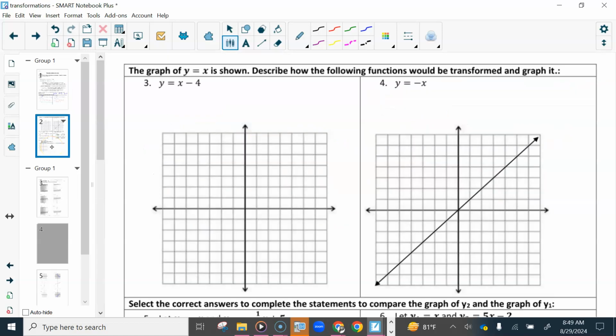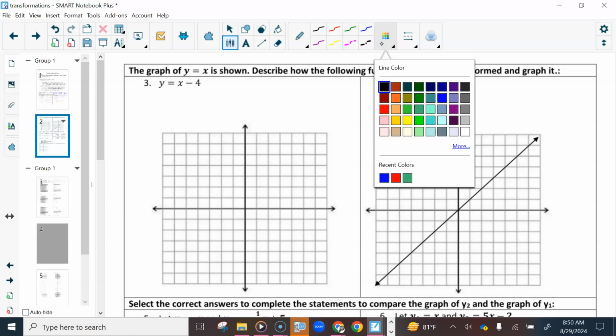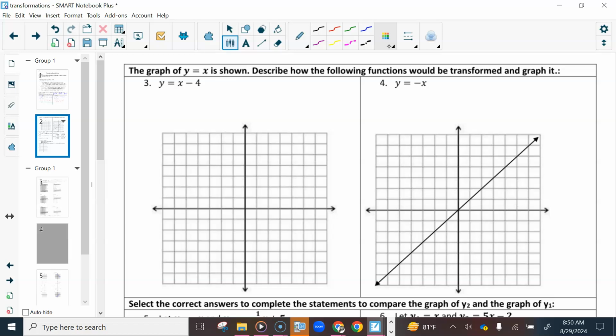Okay. So, one, there was supposed to be this same line on this. So if you want that same line on this, we can graph it really quickly by starting at the origin, plotting a point.